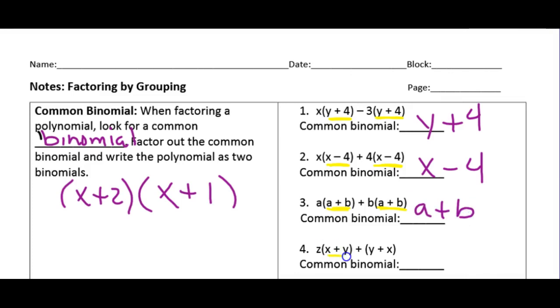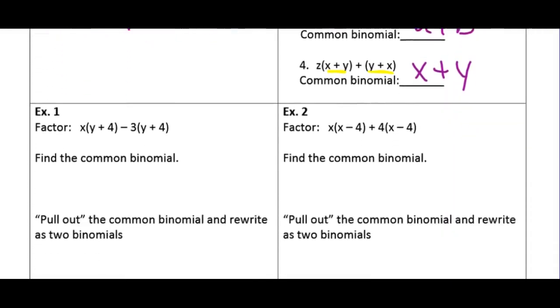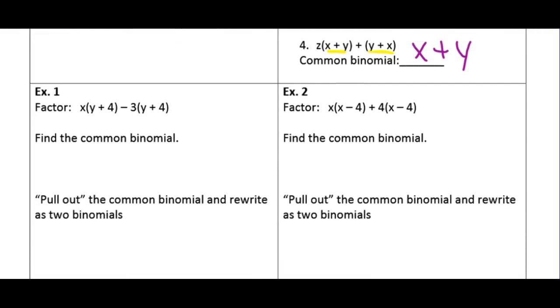And then this last one, we have x plus y and y plus x. But remember, with addition, the order doesn't matter, so that's exactly the same. So our common binomial here is x plus y. All right, so all we were doing with those 4 problems was just seeing what the common binomial was. Now we're actually going to do the factoring of that binomial out of the problem.